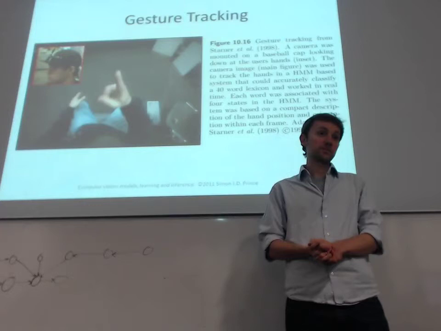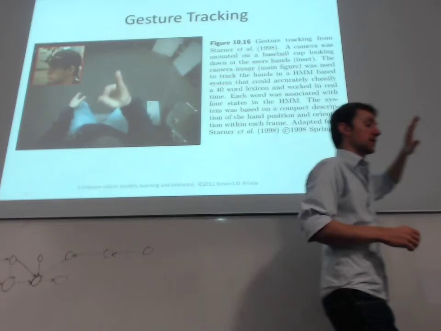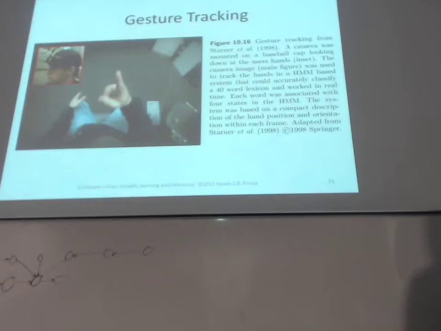Words themselves in American Sign Language, a single word consists of sort of a sequence of gestures. And in this case, Thad modeled this as being four states. So he said, okay, there are four possible states. And he trained on, what was it? So it's a 40-word lexicon. Let me look this up. Right, 400 training sentences. And he trained 40 different words.